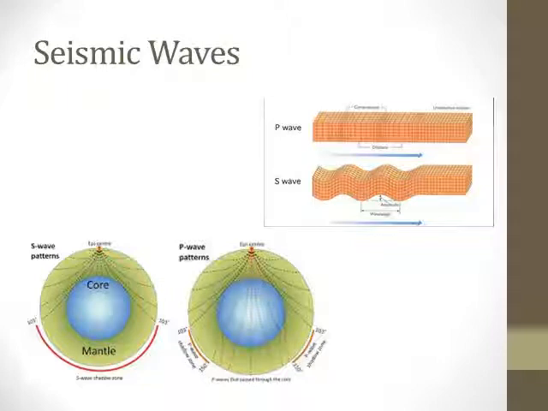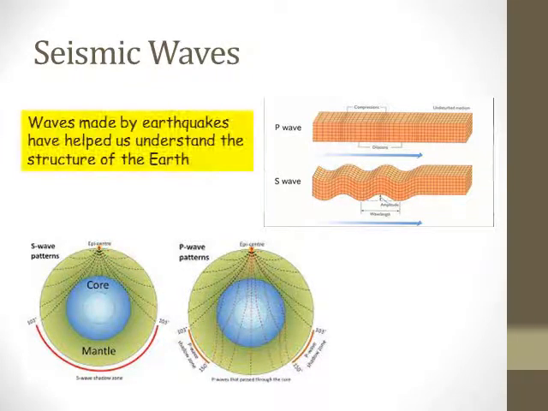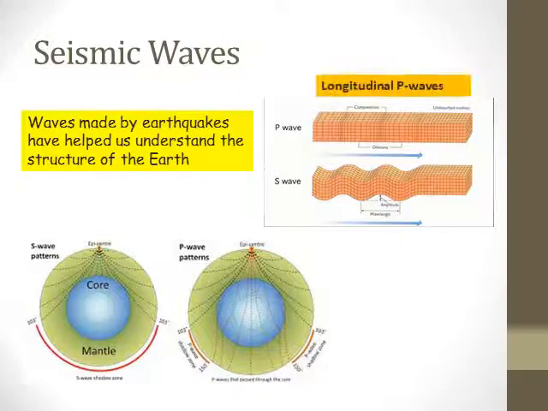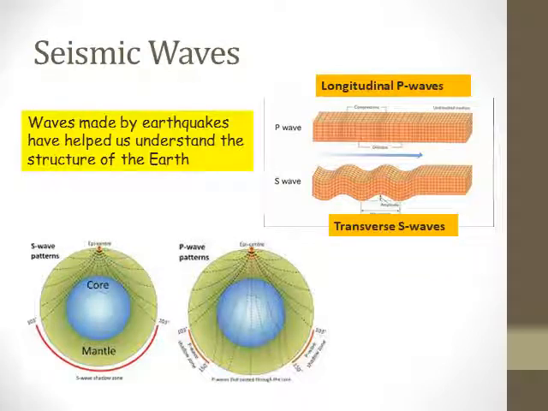The waves caused by earthquakes traveling through the earth can also help us see what is inside the earth. There are 2 different sorts of waves made by earthquakes: longitudinal P waves and transverse S waves. If it helps you remember, the transverse S waves make the shape of a letter S. So S waves are transverse.